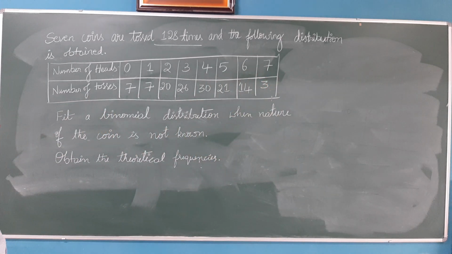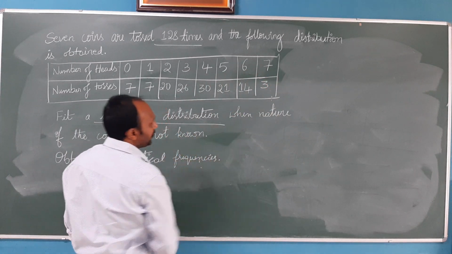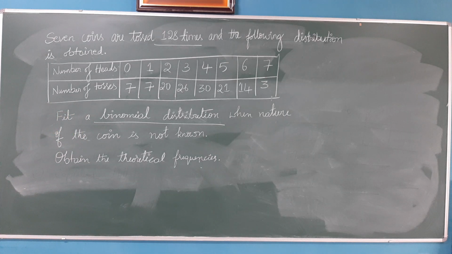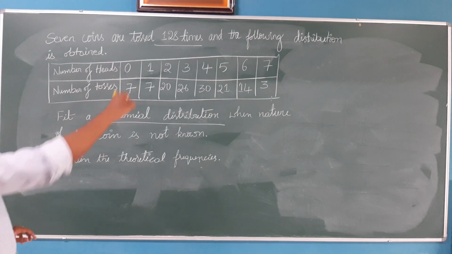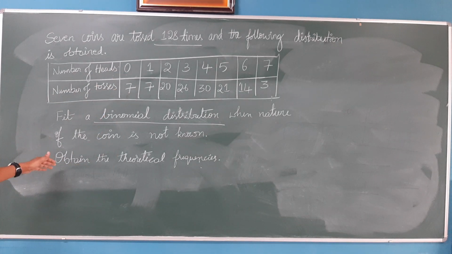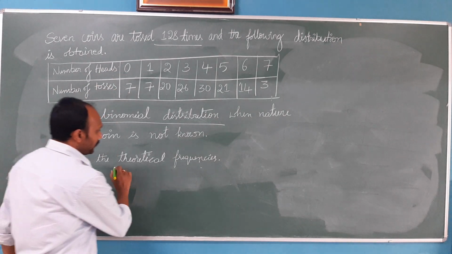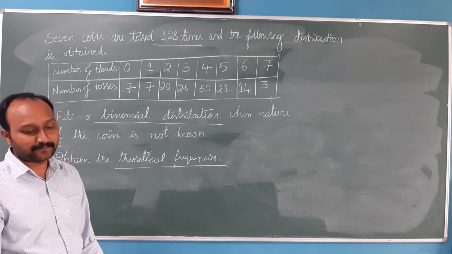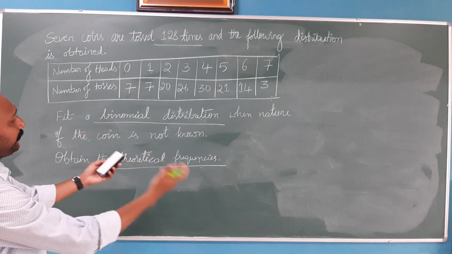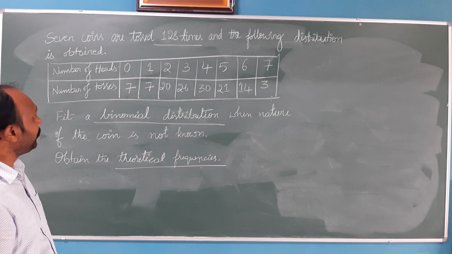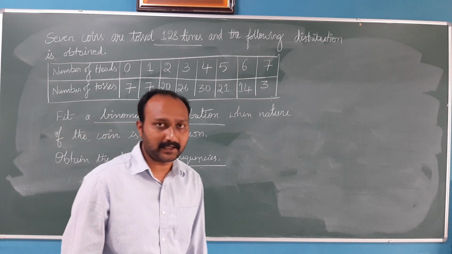What we need to do? We need to fit a binomial distribution for these observed set of values, and later we need to obtain the theoretical frequencies. So how to start with this particular problem? First of all, we need to define a random variable.